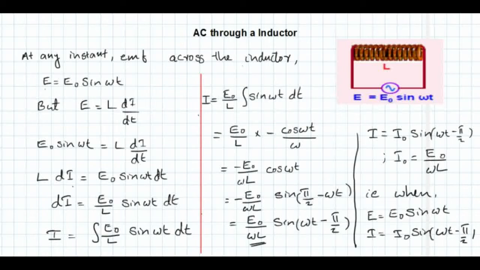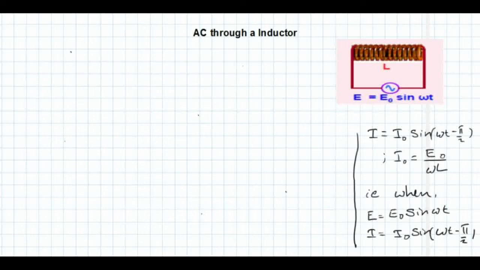So this relation is different from the previous case of AC through a resistor. There we have seen that when E is equal to E0 sin omega t, I is equal to I0 sin omega t. But here in the case of AC through an inductor, when E is equal to E0 sin omega t, the current is I0 sin of omega t minus pi by 2. That means it is not the case of same phase, as in the previous case.